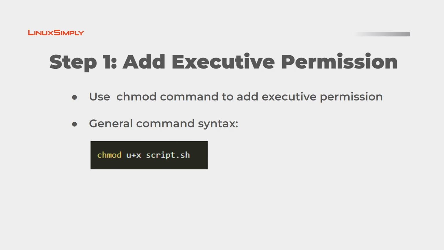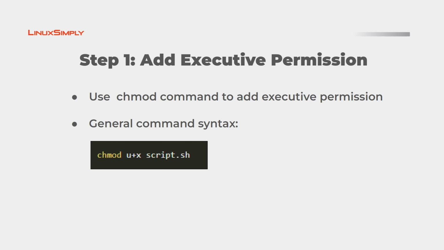Step 1 is about adding the executable permission. After you have created a script and saved it in your Ubuntu system, it is time to add the executable permission. For this, you have to use the chmod command, which is basically the change mode command. The general syntax is chmod u+x, then the name of the script .sh. Here u stands for the user group, the plus sign means adding, and x stands for the executable permission. So basically we are adding the executable permission for the user group to the script. I will show this in the terminal in detail.